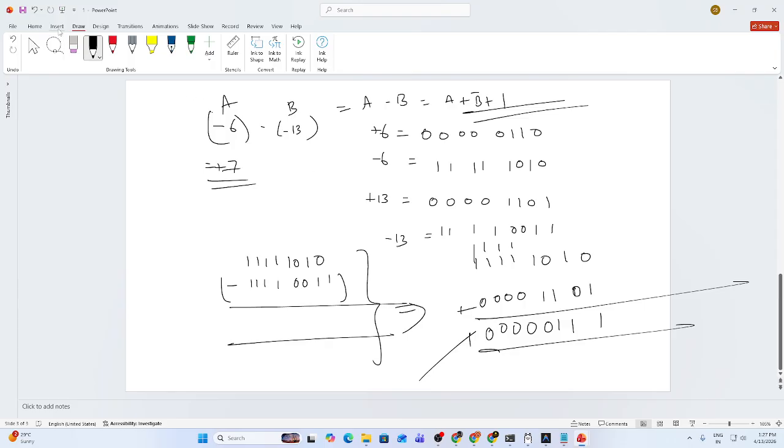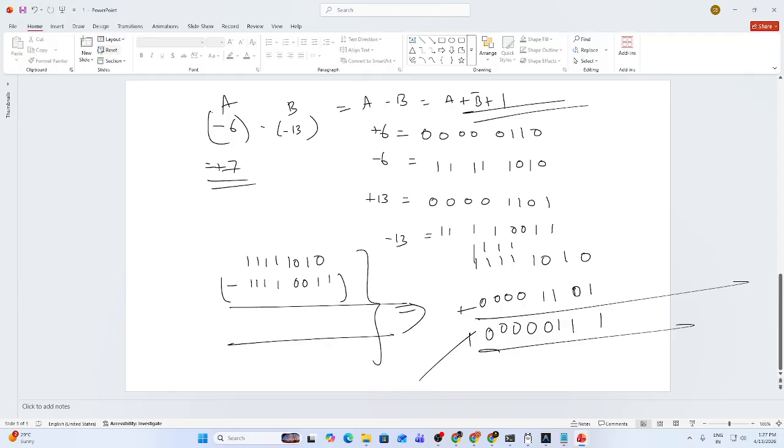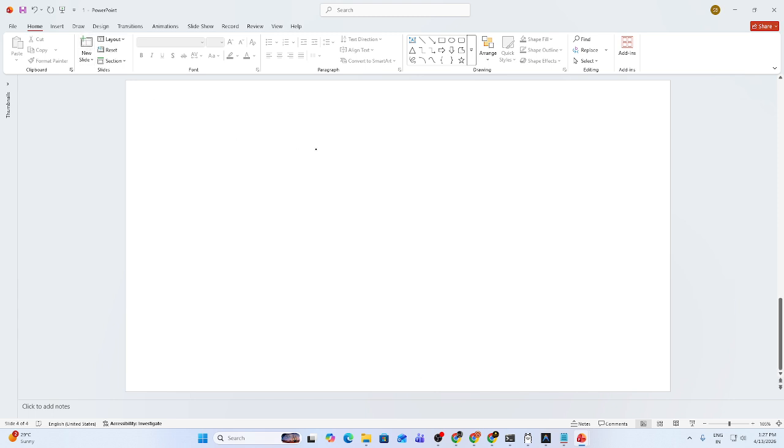But here the important point is you want to detect the overflow. First of all, try to understand what overflow is. I told you that using 8-bit numbers, you can represent in decimal minus 128 to plus 127. But in case of overflow, you will get an out of range result: you may get a number less than minus 128, or you may get a number greater than plus 127. So this is the overflow.